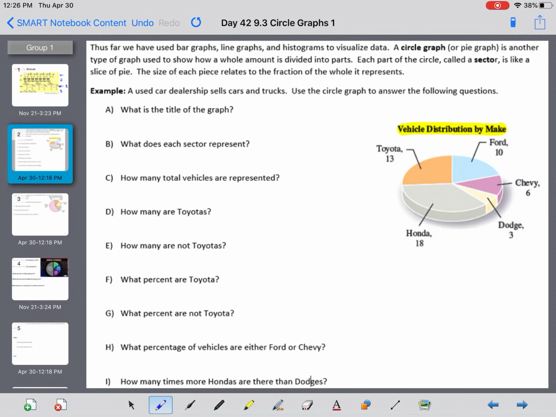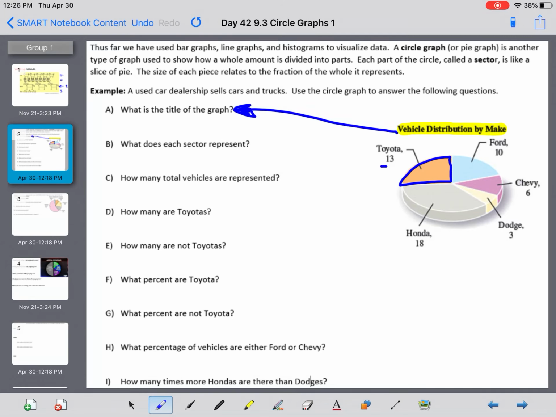All right, let's take a look at the pie charts or the circle graphs here. We're working with a used car dealership that sells cars and trucks, and it looks like the title of our graph is the vehicle distribution by make. So there's our answer to question A. What is each sector representing? Well, each sector is representing the number of cars sold by each make. So for example, this slice of the pie would be our Toyota slice. We would know that 13 Toyota vehicles were sold.